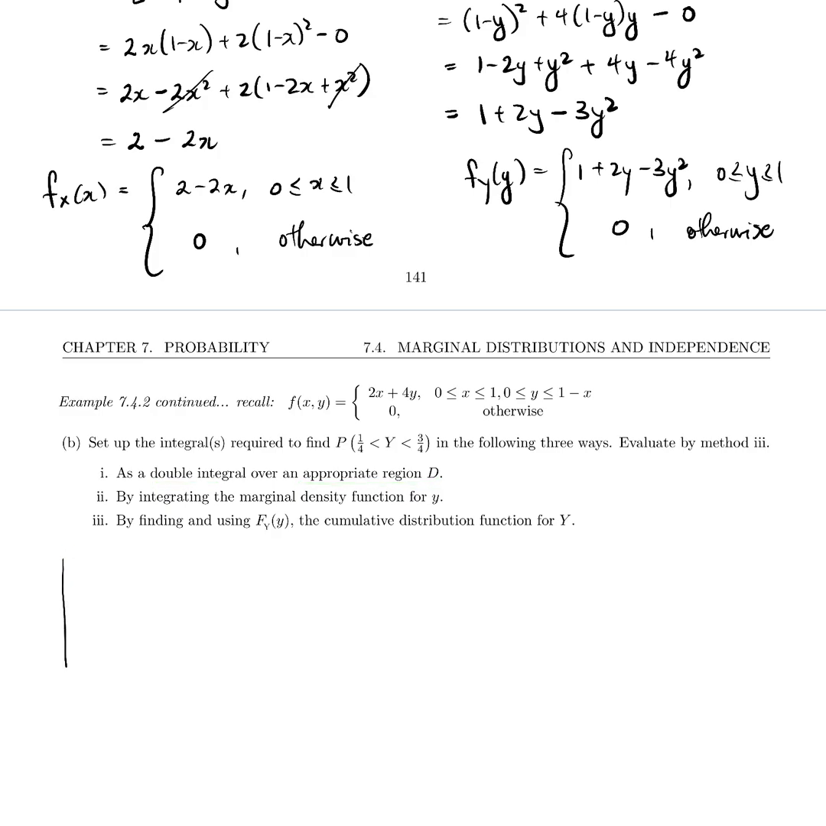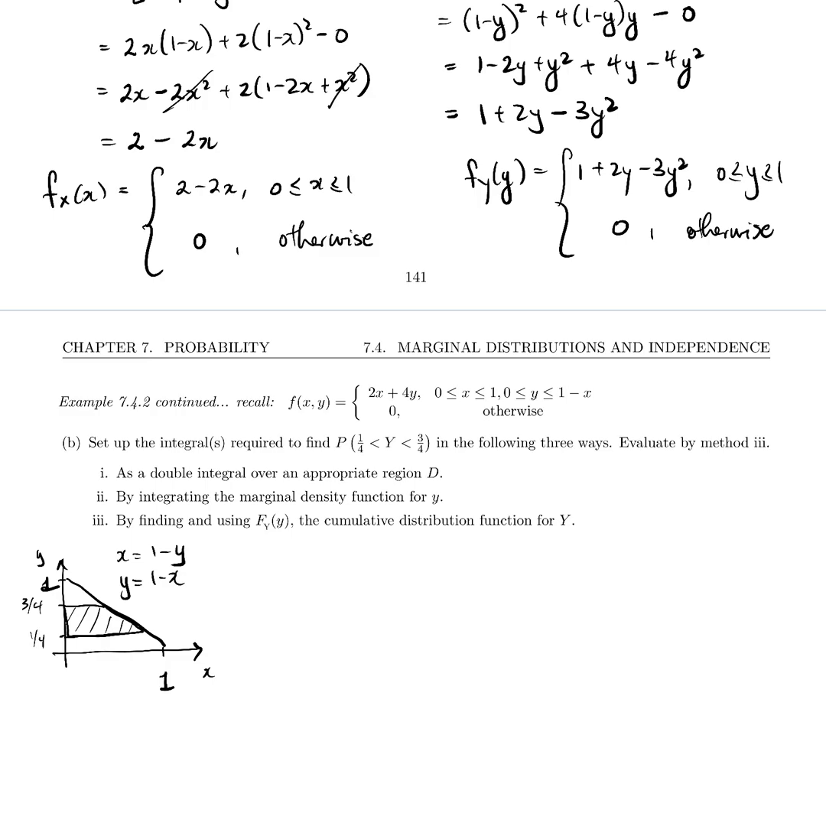Let's find our region D and set up the integral. So here is the original support that I'm just recopying from above. This was the line y is equal to 1 minus x, or x is equal to 1 minus y. I want y to go from 1/4 to 3/4 on the y-axis, and so I want this region here. The probability that I'm looking for corresponds to the density integrated over that region.